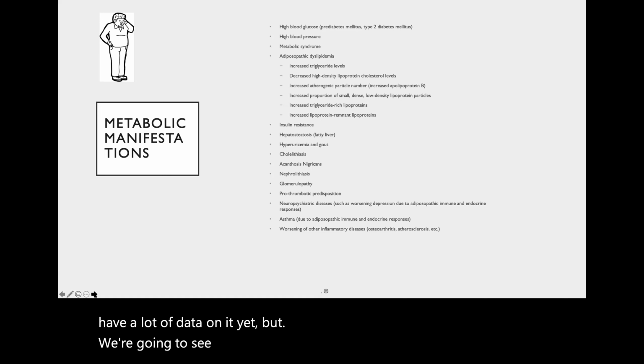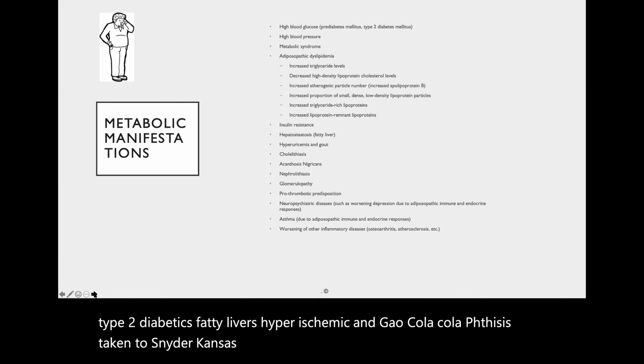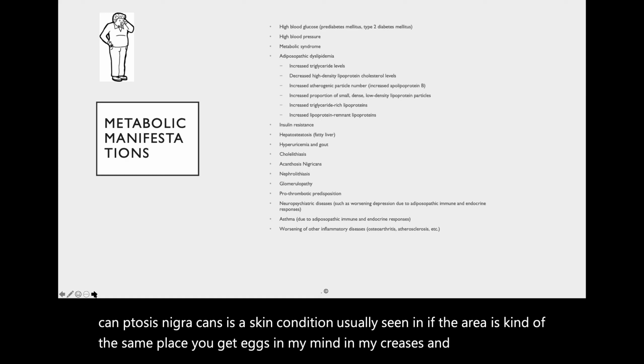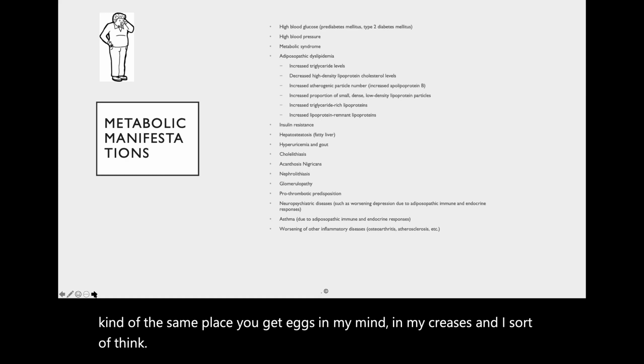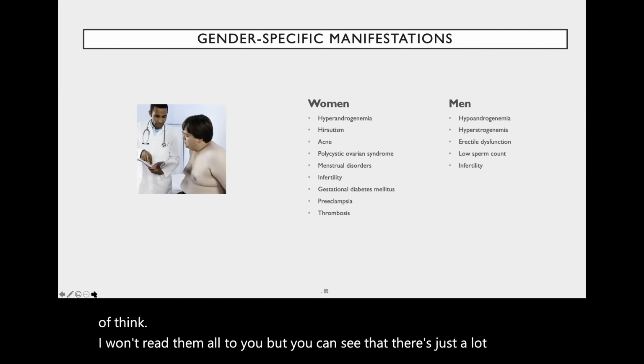Insulin resistance, we're familiar with that with our type 2 diabetics, fatty livers, hyperuricemia and gout, cholelithiasis. Acanthosis nigricans is a skin condition, usually seen at the areas, kind of the same place you get eczema, kind of in the creases and that sort of thing. I won't read them all to you, but you can see that there's just a lot of it.